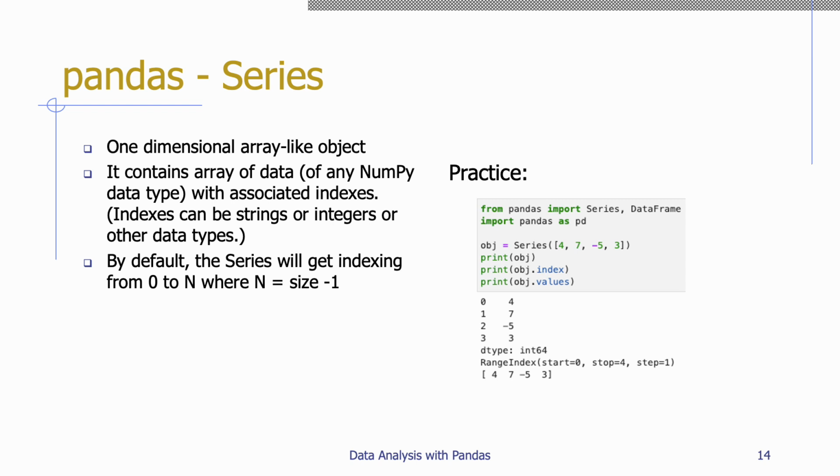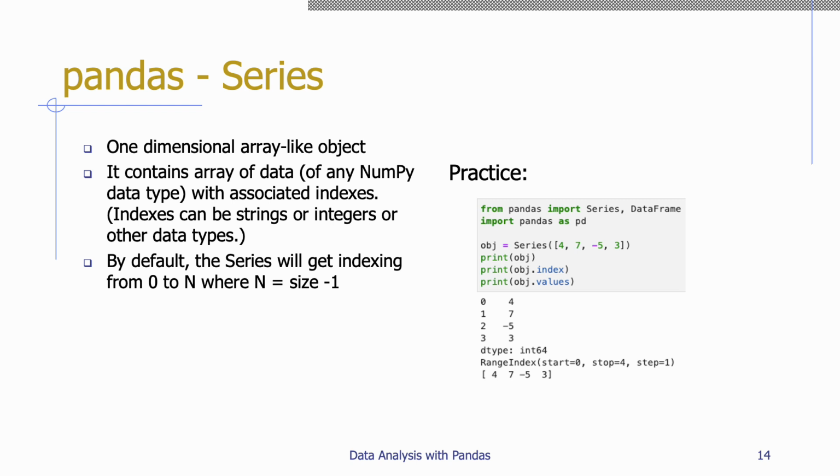If we have a look at the practice on the right hand side, let's import first, as always, the Series object, and also let's import the DataFrame object from pandas. Let's assign pandas as pd, and then create our object as obj, and it takes the values 4, 7, -5, and 3 from the Series object.